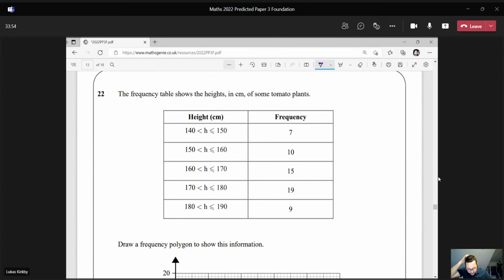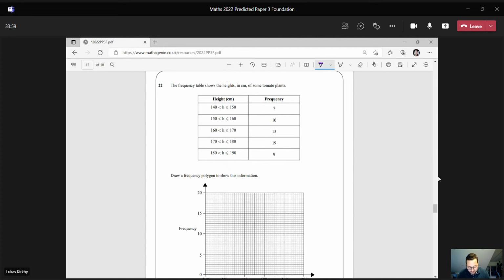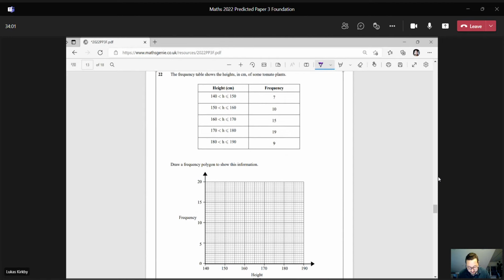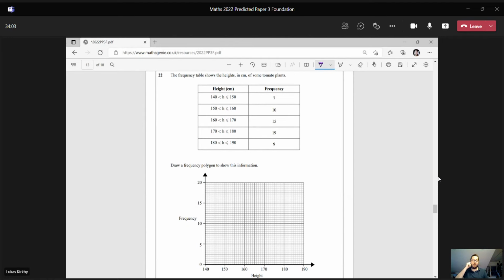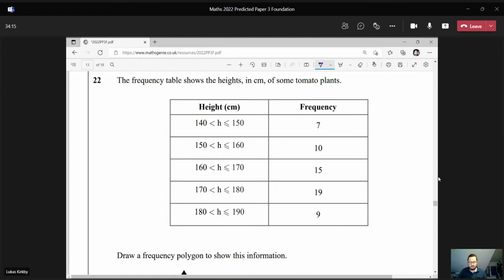Okay, so let's just zoom out a bit to fill this one in. So the frequency table shows the height in centimetres of some tomato plants. Draw a frequency polygon. Well, when you get a range of values for the frequency, to draw your polygon you always want to find the middle of the range. So let's just zoom in again and we'll start with that. So we want to find the midpoints of these ranges. So between 140 and 150 is 145. And then I'm just going to keep going and do all of them.